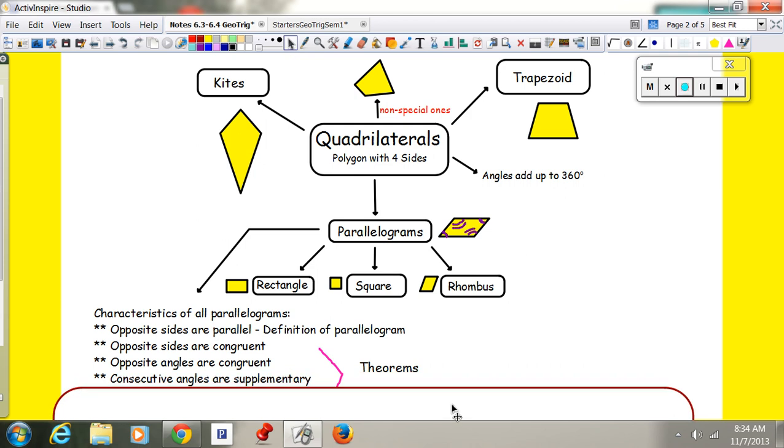And then the fourth one is that consecutive angles have to be supplementary. What that means is, let me draw a bigger parallelogram here for you, and you can see it. That means that this angle right here plus this angle right here has to add up to 180 degrees, supplementary. Consecutive angles. These two also would add up to 180. These two would add up to 180. These two would add up to 180. Any two angles in a row add up to 180 degrees.